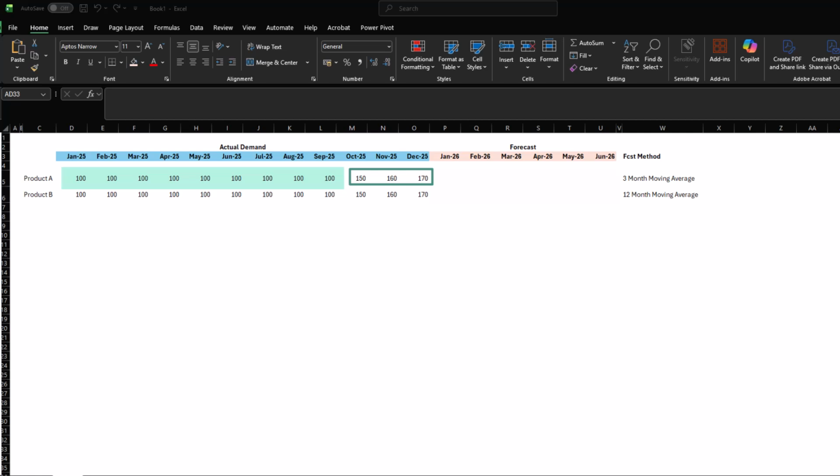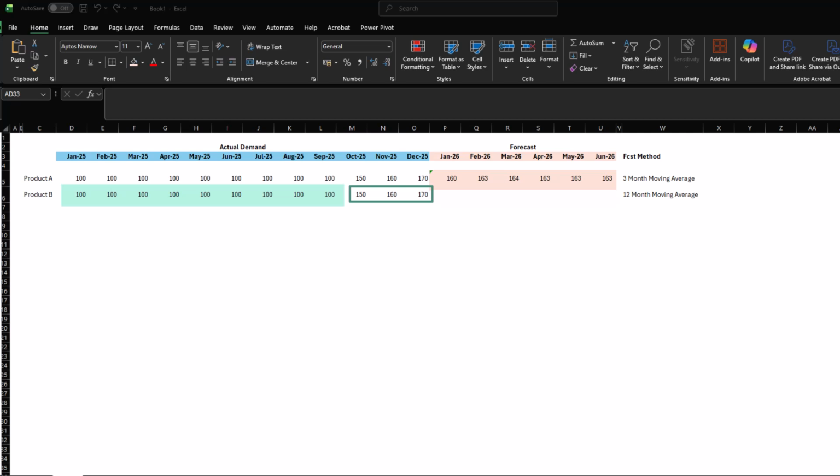If we use a 3-month moving average, it results in a forecast of around 160 units for the month of January. And even for the months after, the forecast will be in the range of 160 units or so. You can see that the forecast has responded quickly to recent demand changes because the moving average is heavily influenced by recent demand. Now let's take a look at 12-month moving average.